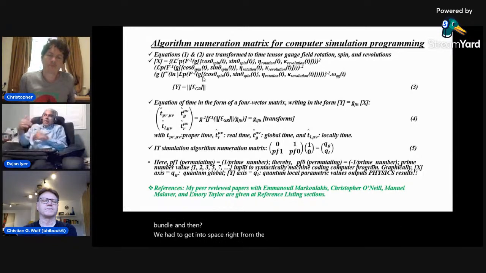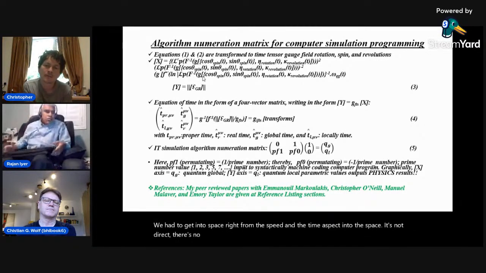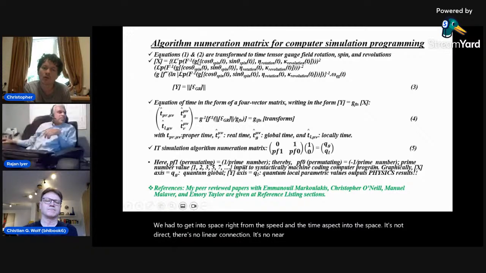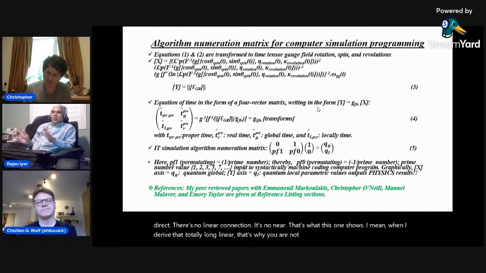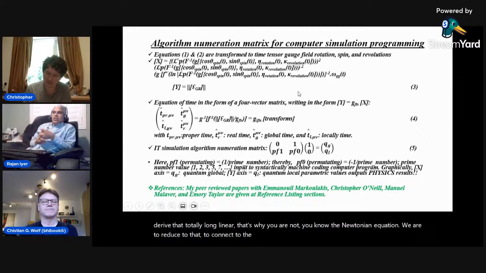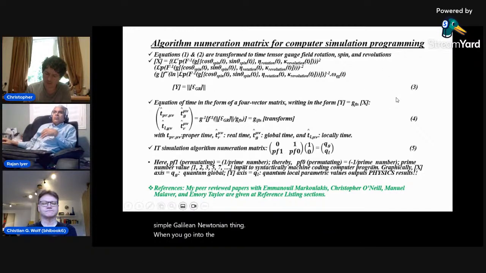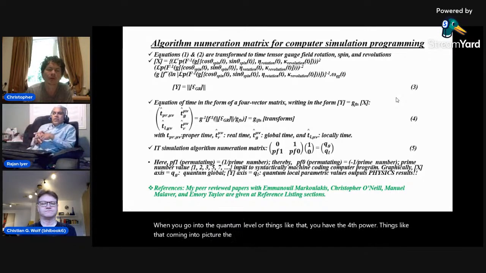From the speed and the time aspect into space. It's not direct. There's no linear connection. It's non-linear. That's what this one shows. That's why, for the Newtonian equation, we have to reduce to that to connect to the Newtonian form of equation, or the equation of state. Very simple Galilean Newtonian thing. When you go into the quantum level, you have the fourth power coming into the picture, the speed and the relationship. They're totally non-linear, space and time.